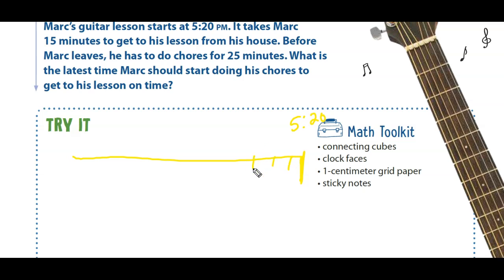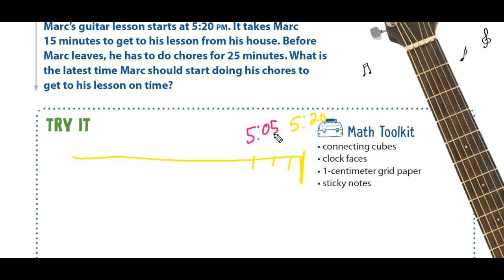So how much time would that be if I'm going backwards? 15. Just 20 minus 15. What would it be? 5. So what time would that be? Not 5:25. 5:05. So if he left his house at 5:05, he won't make it in time for his guitar lesson, right?